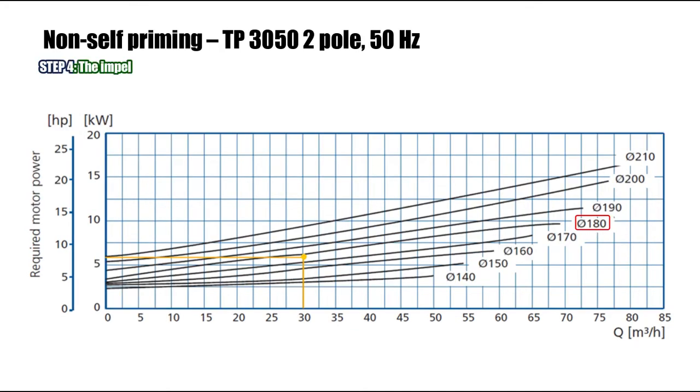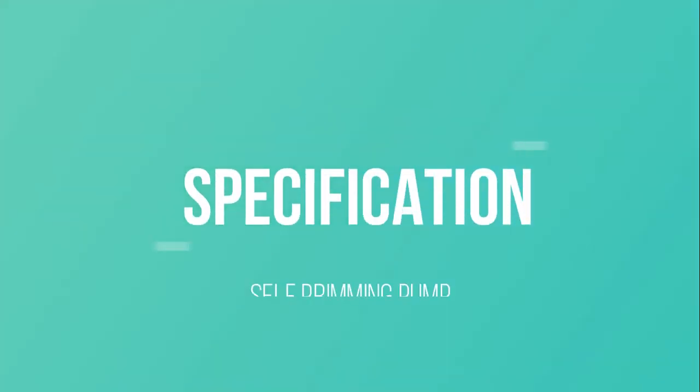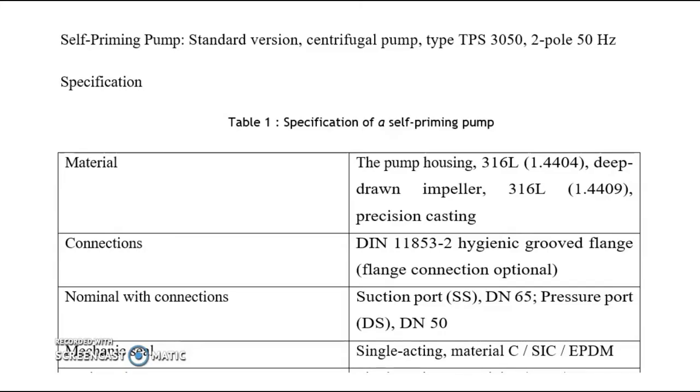Step 4. The impeller diameter of 175 mm is required in order to read out the required motor power in the QP diagram. As the flow rate is 30 meter cube per hour, we get 6 kilowatt for the motor power. Product specification. In choosing a product, specification is a very important aspect that should be concerned.